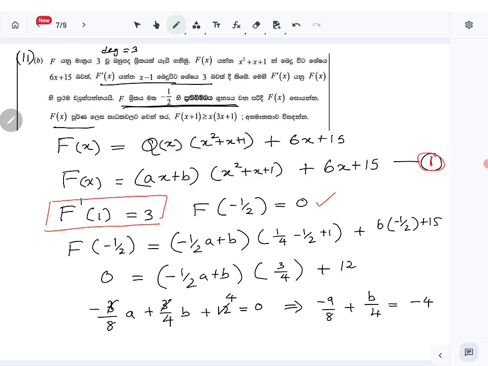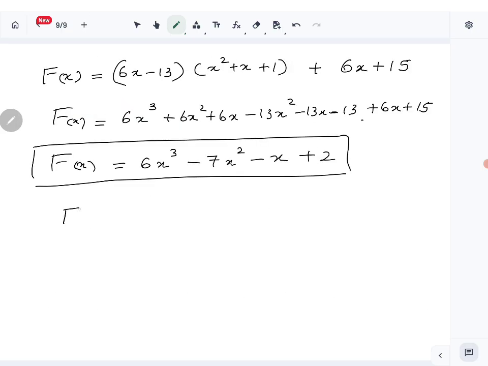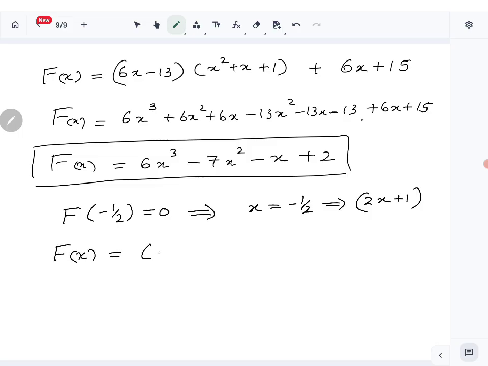Then we have to do what? Fully factorize f(x). To do that, use this. We have a factor already, because this is a root, no? f of minus half is equal to 0. That is given to us. That means x equals minus half is a root, then what's the factor? 2x plus 1 is a factor. So we already know one factor from what is given to us. So then use that, 2x plus 1.